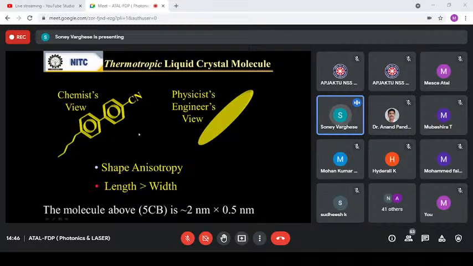So as I told you, the molecule looks like this. It's a cyano biphenyl having a structure like this. From a chemist's point of view, the molecule is two phenyl groups connected like this, with a cyano group and an alkyl group. And from a physicist's or an engineer's point of view, the molecule has a rod shape. So we are looking at the shape of the molecule. It has a rod shape, and it is called shape anisotropic. So the length is greater than the width. The molecule is around 2 nanometer in length with 0.5 nanometer width. So this is the molecule we are talking about.